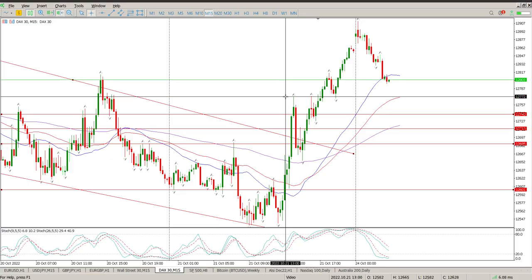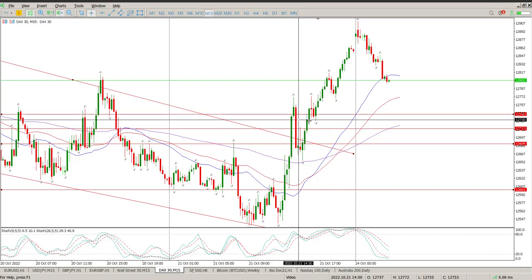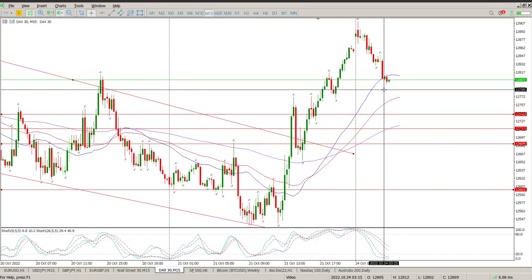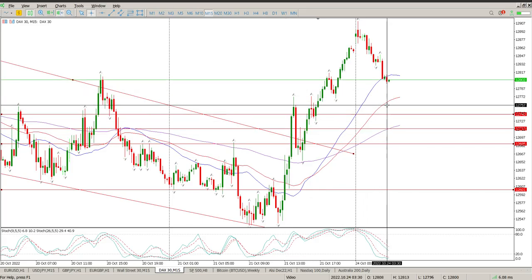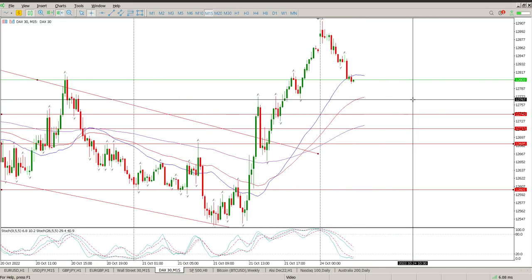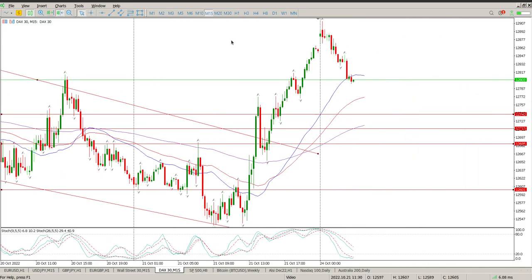So even as high as 12,772. So 12,772, 12,740, 12,700 area. Those are the levels that you're looking for. Any kind of pullback into there would offer a fairly decent opportunity to buy back into this.